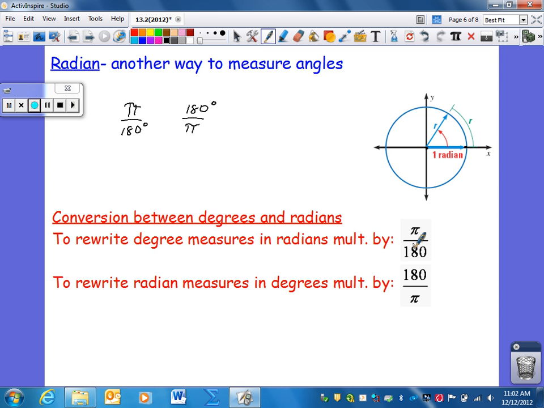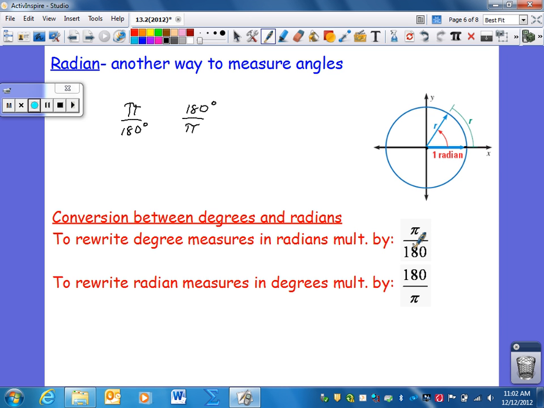The amount of degrees in a circle is 360. If I write that as a conversion, there's 360 degrees per 2 pi. So in other words, 180 over pi, or pi over 180. That's where it comes from.